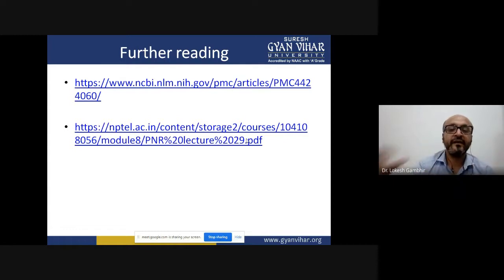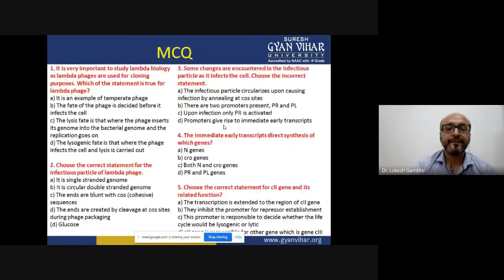For your further reading, I have given the links of two very beautiful and in-depth insights on bacteriophages, which will again clear your understanding of this topic. So let us talk about the MCQs. Now these MCQs are of utmost importance. These MCQs actually show how much we have inculcated. So let us take those examples.